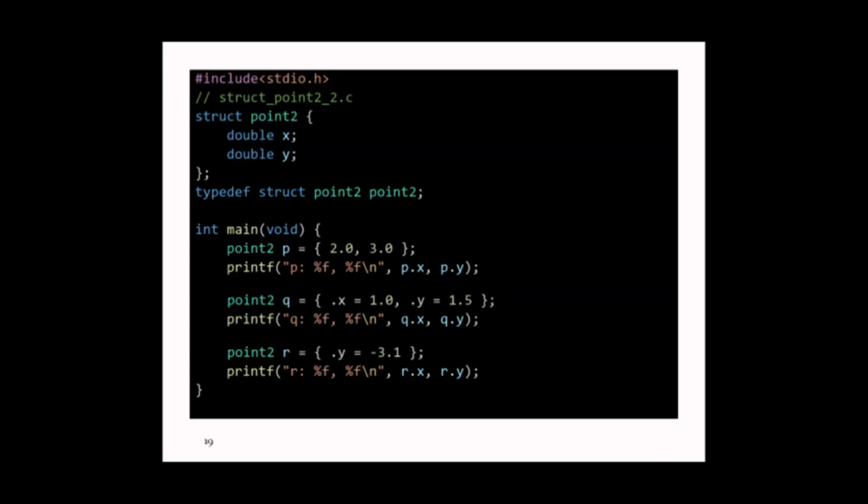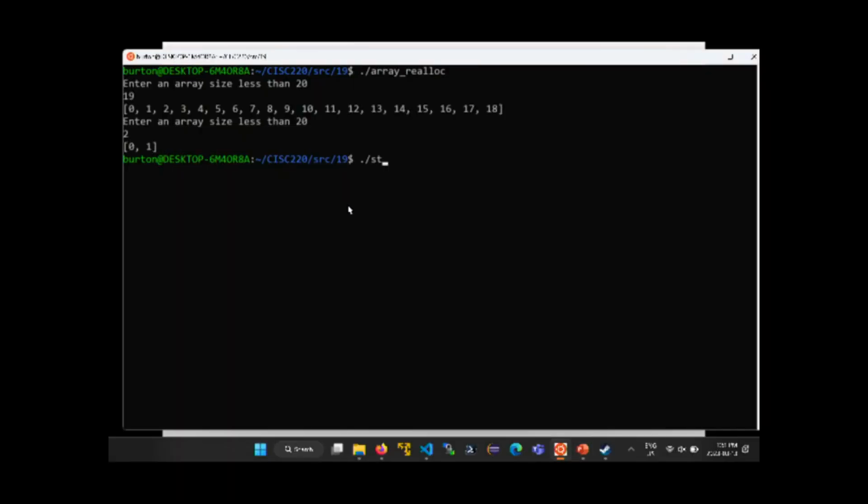Oh, I guess we should just run this. So struct point2_2. Like that. So you get p is 2 and 3, q is 1 and 1.5, and you can see with r, we didn't initialize x explicitly, but it is in fact the value 0. And the language guarantees it'll be the value 0.